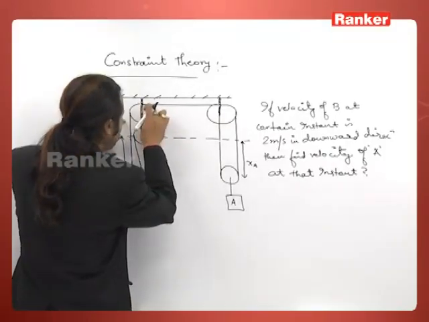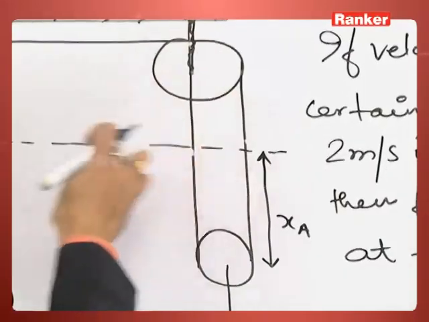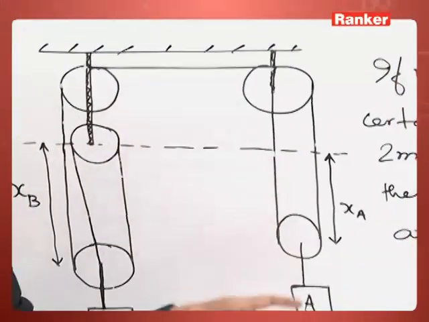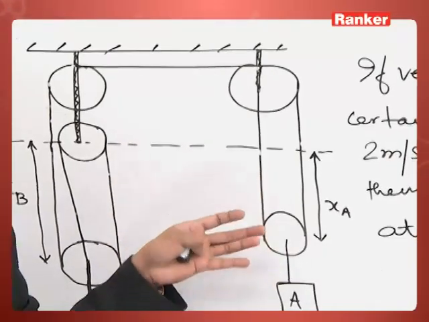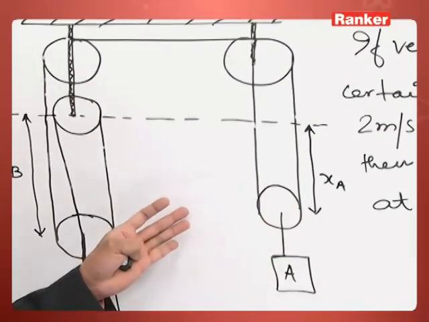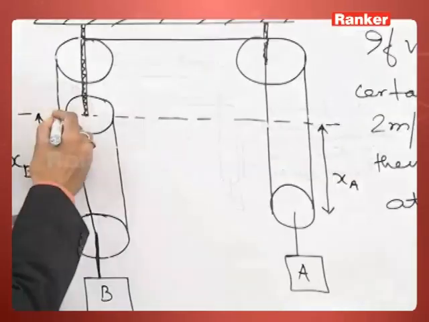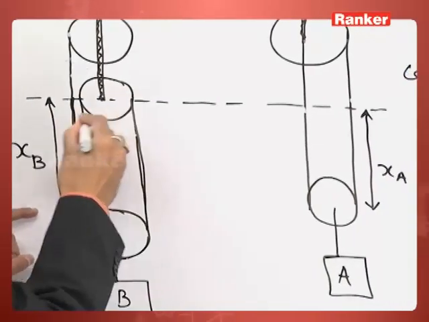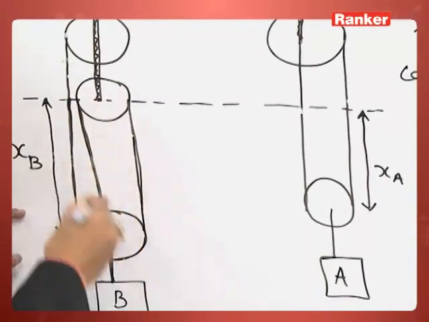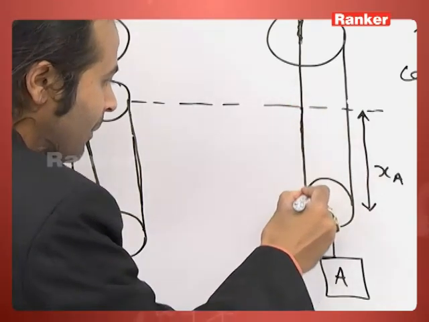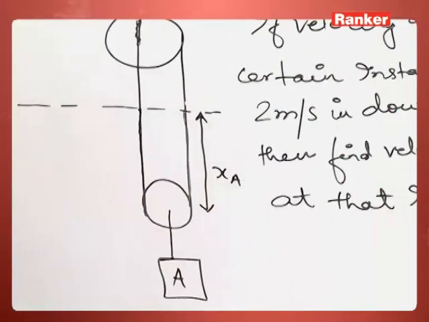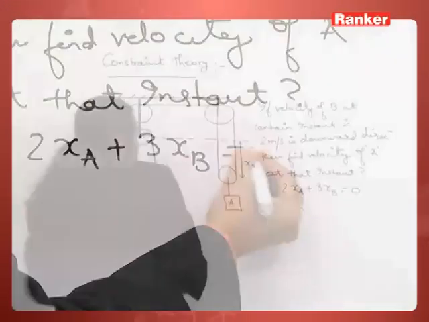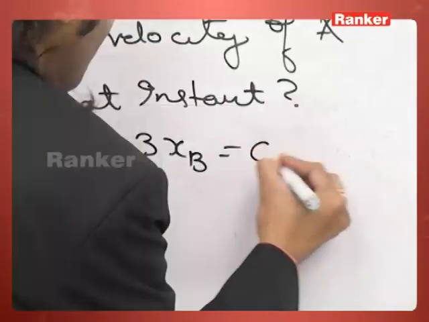Now this wrapped part, this part, and this part always remain constant. So I will not include this constant part while taking the length of this string by means of displacements of each block. Now if I look carefully, this is xb, this part is again remaining constant, this is also xb, this is also xb. So in total there are 3 xb's, and this one is xa and this one is xa. So I directly write 2xa plus 3xb is equal to length of the string, constant.